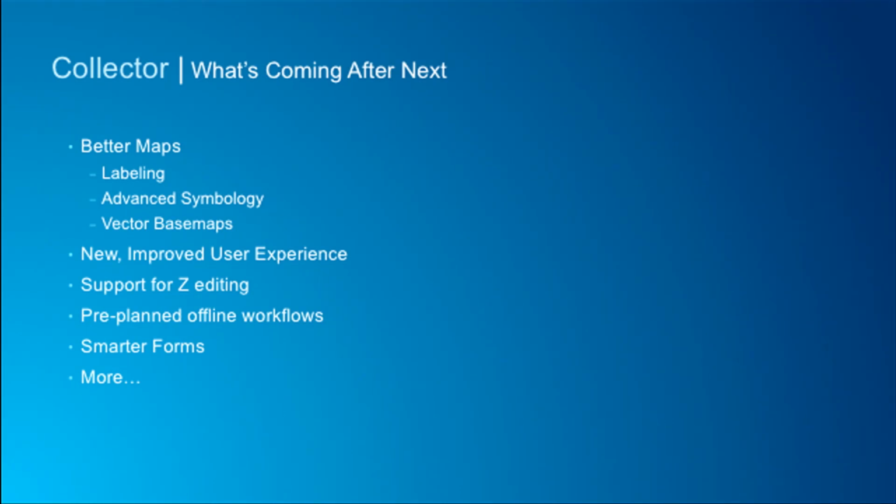We talked about this already, support for editing z-values. We've added support for pre-planned offline workflows. That includes being able to not just pre-cook like you can with desktop, but have an experience where both the base map and those operational layers can be cooked offline and do that inside of ArcGIS Online. So then you could have a list of downloadable maps that you can get to.